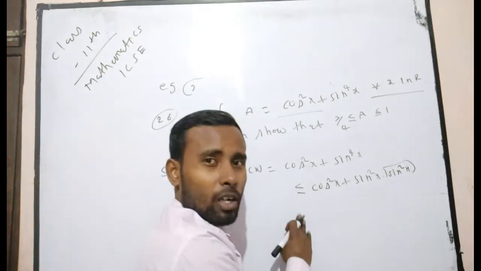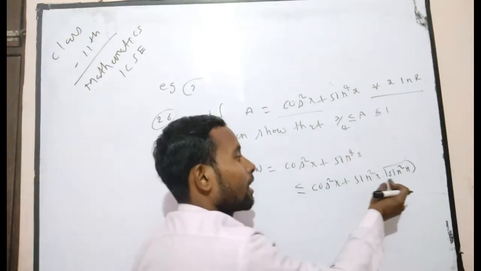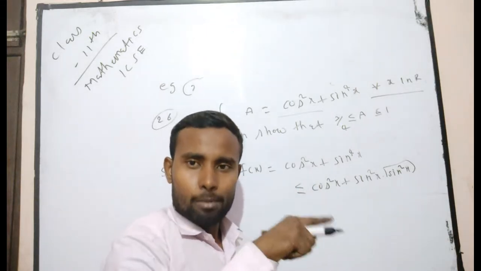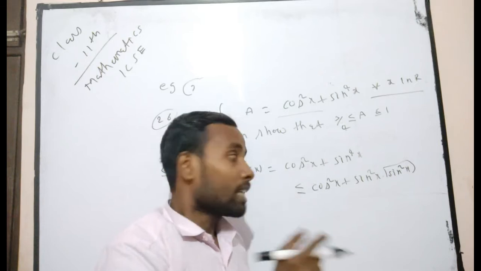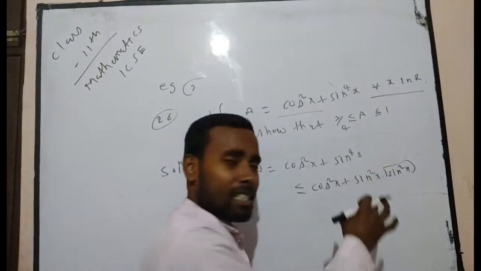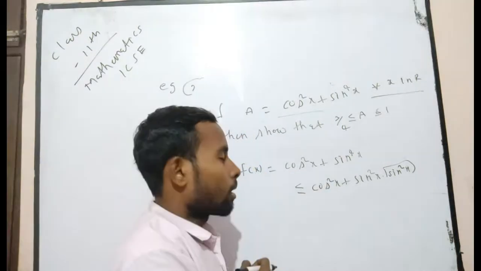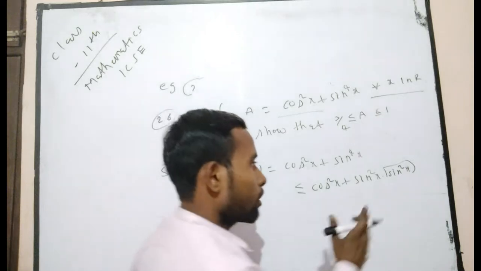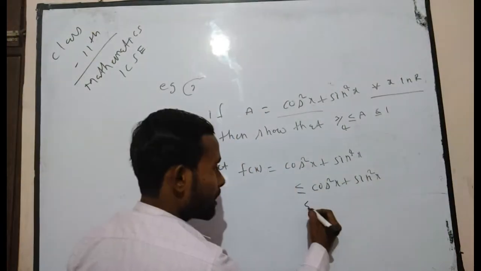It may be equal to, other than that it goes smaller, because sin square x lies between 0 and 1. If you multiply by the maximum number 1, then it will be the same. If you multiply any number that lies between 0 and 1, then in this case it decreases. If it decreases, then compared with the original value, that means cos square x plus sin x whole to the power 4, you can say that its value is always less than or equal to cos square x plus sin square x. That means less than or equal to 1.